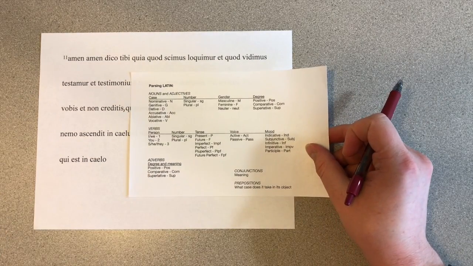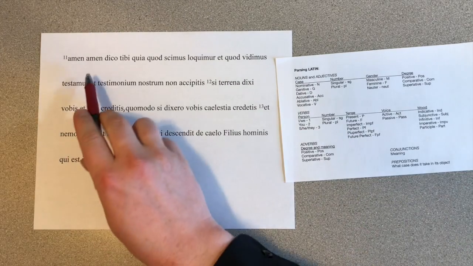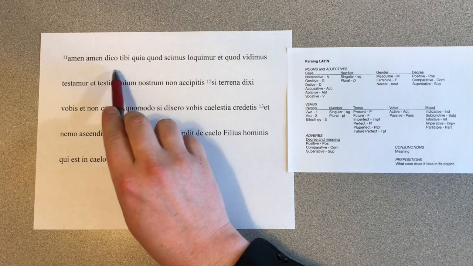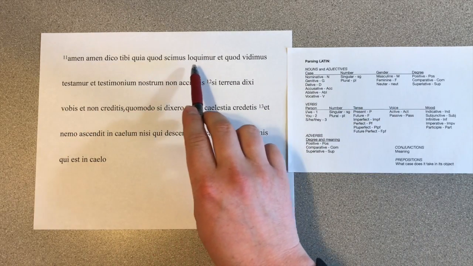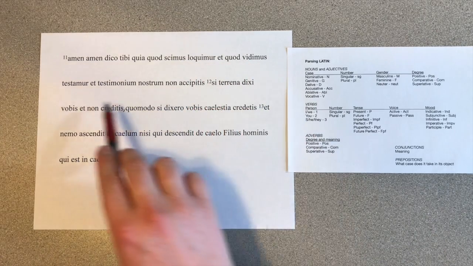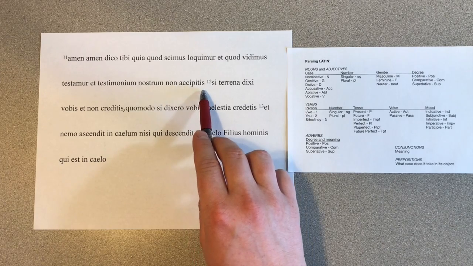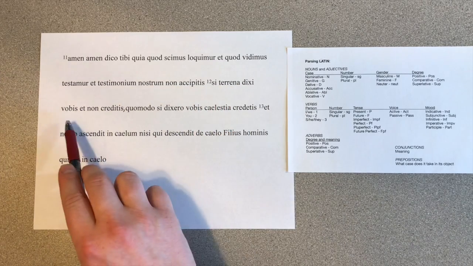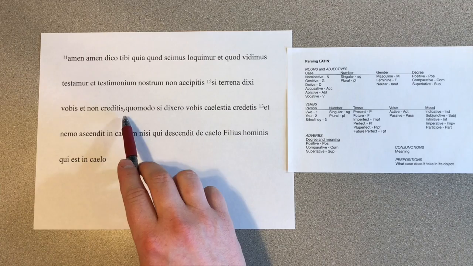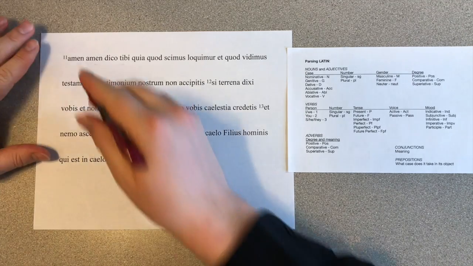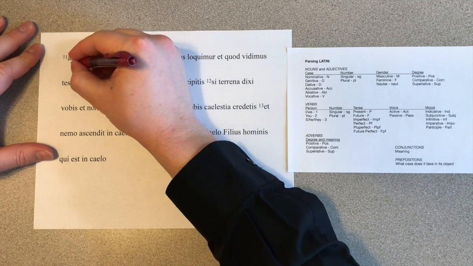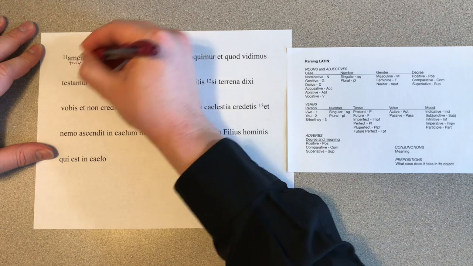Here is a rubric, everything that we're looking for as we go through this text. Let's move. Amen, amen. Dico tibi quia quod scimus loquimur et quod vidimus testamur, et testimonium nostrum non accipitis. Si terrena dixi vobis et non creditis. All right. Amen, amen. Seen that before, just means truly, truly, or as we see it.